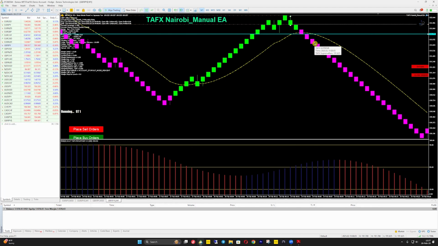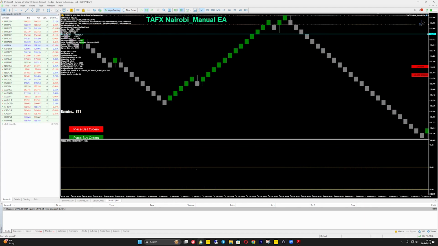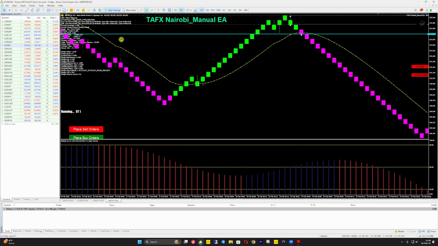Whenever you find it, or maybe it will pop up here if you are still on your desktop, a message of sell GBP JPY will pop up. The moment you receive that notification, don't hesitate. Don't analyze, don't do anything. Everything has been analyzed by the EA. So you just place your sell order.